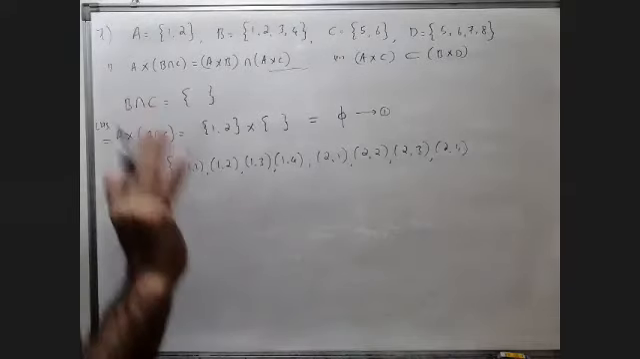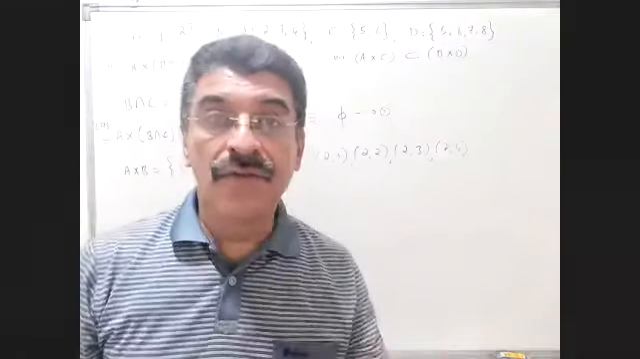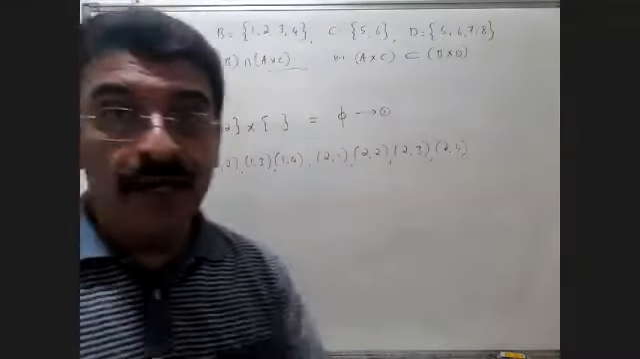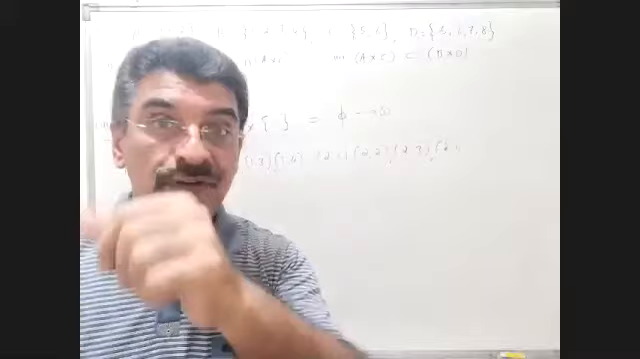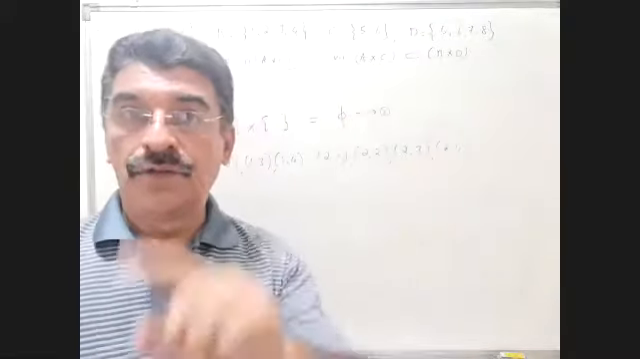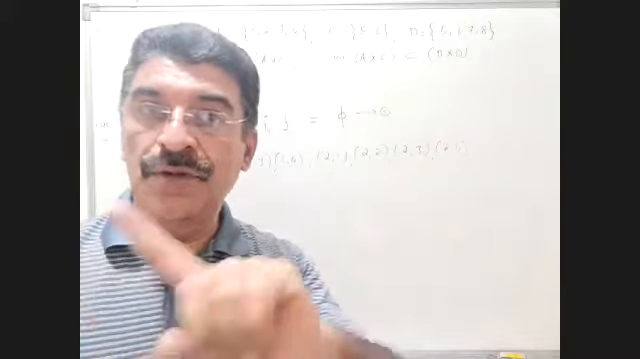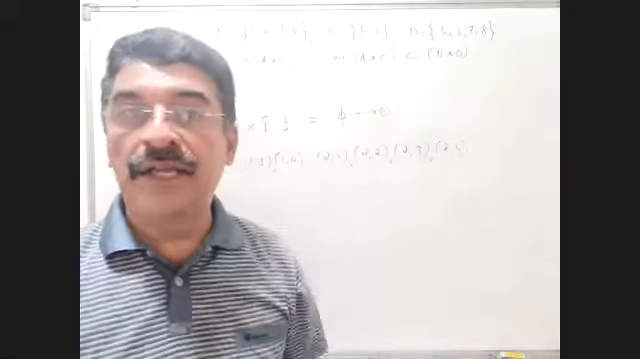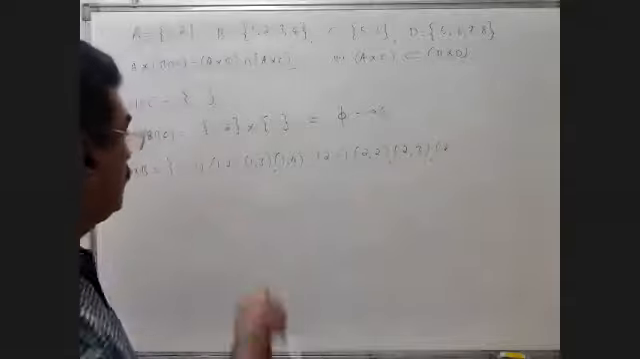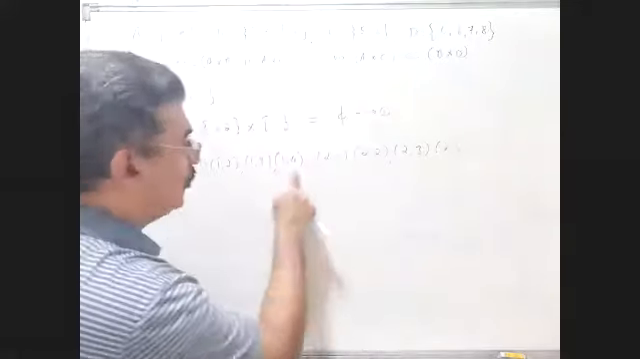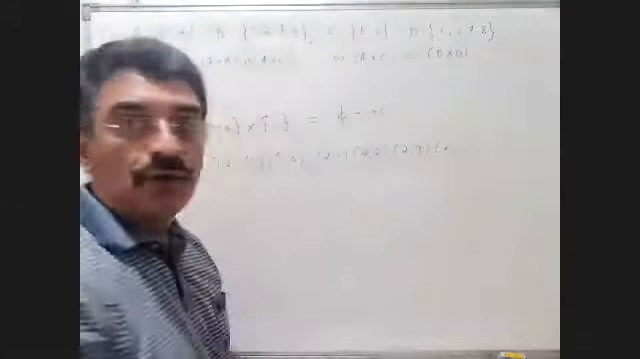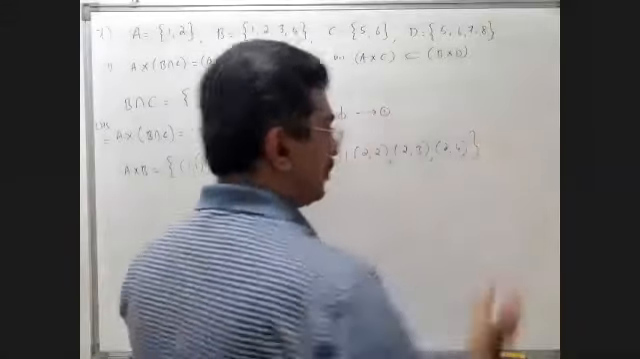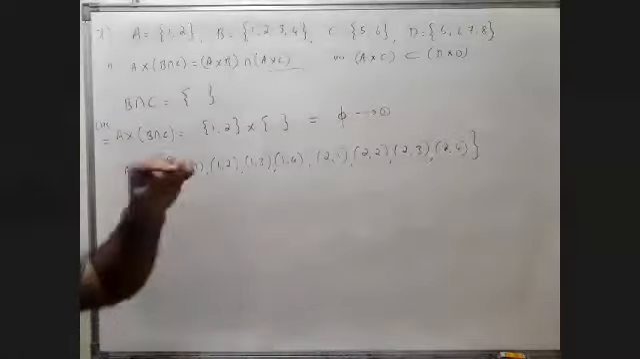And we can confirm whether we wrote everything or missed out any pair. How? Number of elements in A is 2. Number of elements in B is 4. So the total pairs will be 2 into 4, 8 pairs must be there. Let us check: 1, 2, 3, 4, 5, 6, 7, 8. Yes, we wrote all 8 pairs. That means nothing is missed out. This is A cross B.